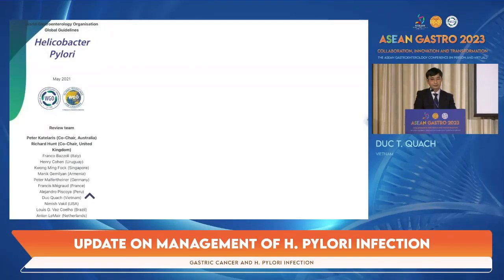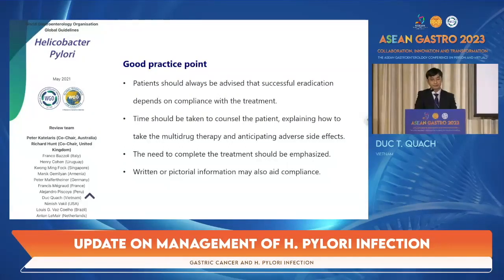And according to the recent WHO Helicobacter pylori management guideline, the good practice point is that we should advise the patient that the success rate depends on their compliance with the treatment, and therefore time should be taken to consult the patient and explain how to use the drug as well as what adverse side effects they can expect, so that they can overcome them when they come. And it's very important to complete the treatment. It's ideal that we use written or pictorial information so that it can help the patient to understand more easily and follow our treatment.